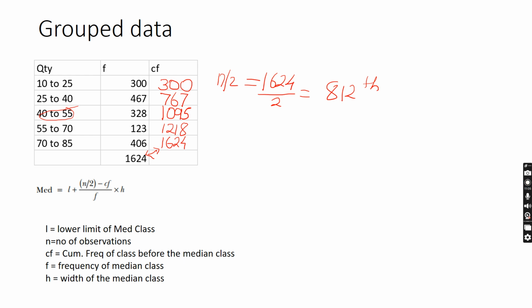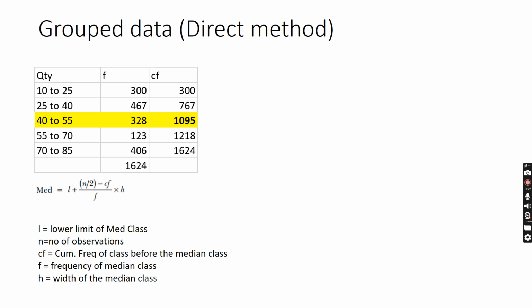For your reference, I have already calculated the table which is mentioned here. If you see here, we have highlighted in yellow the median class interval. Now let's jump into the calculation. As I write the formula, I will explain each term again.